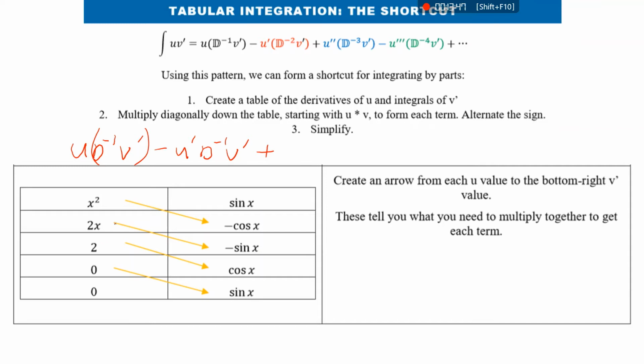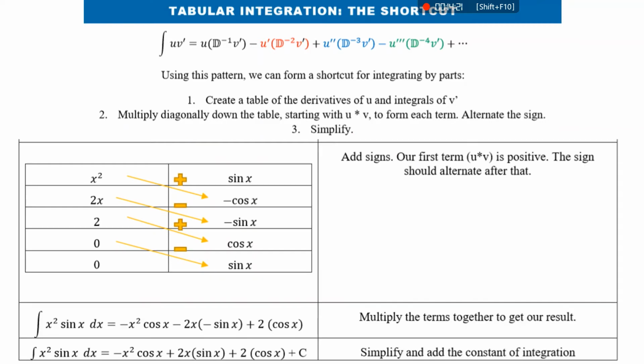Plus my next one, u prime prime, is my next one down. And the next diagonal would be my next integral of v prime. So that's the second integral of v prime, which would be 1, 2 is cosine. So this is, oops, I don't have my numbers right, do I? 1, 2, 3, there we go. Okay, so here's what it would look like.